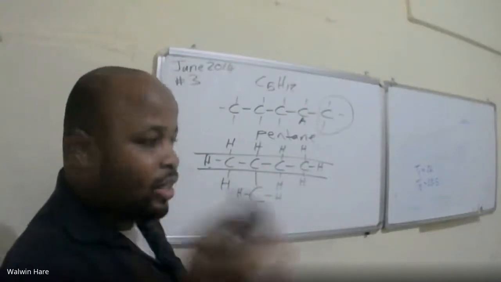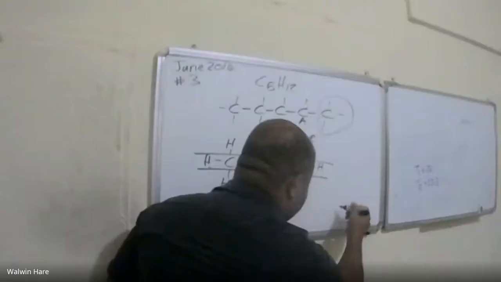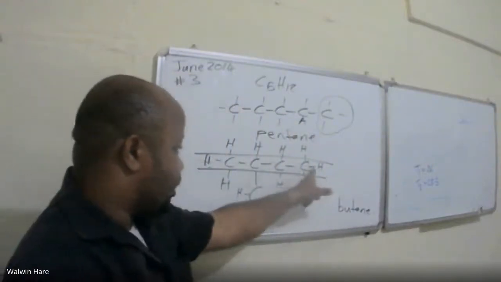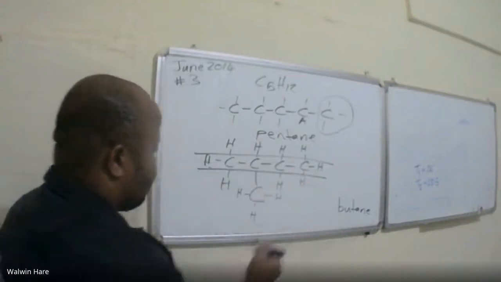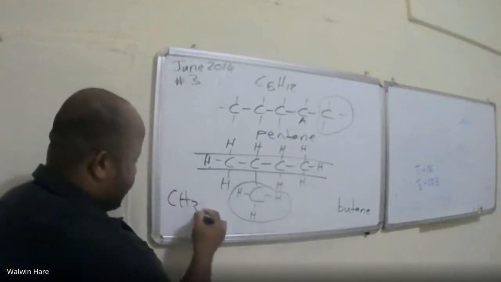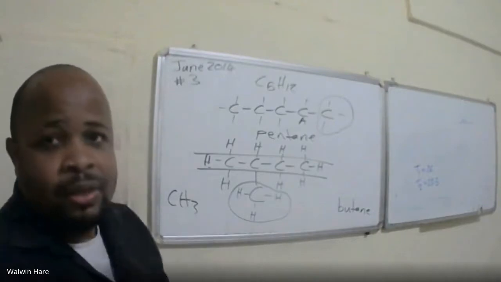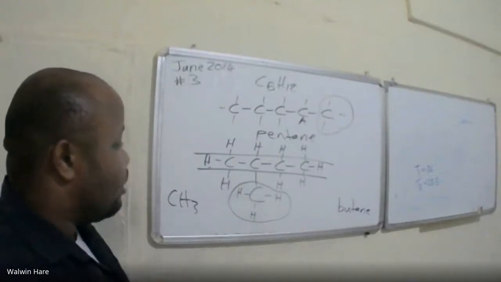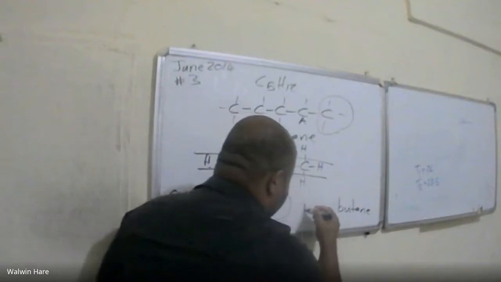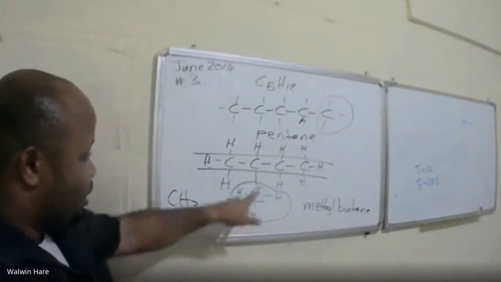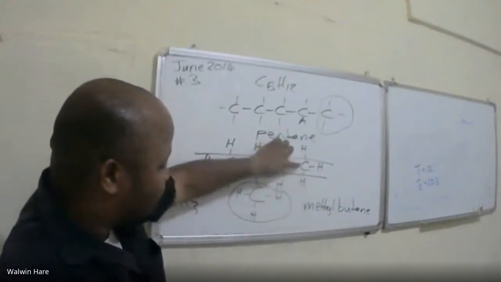Now if it's 4 carbons, what is the name of that alkane? Butane. Butane is correct. So you have to count the carbons in the main chain. So you have to ignore this one. Now this group here, this CH3 group, it's a branch. And when the CH3 group is a branch, what is it called? Methyl. Right. So this CH3 group here is called methyl. So it is methyl butane.